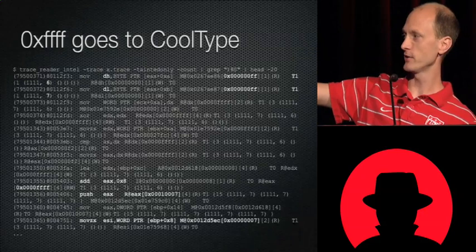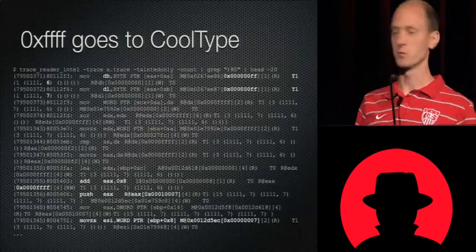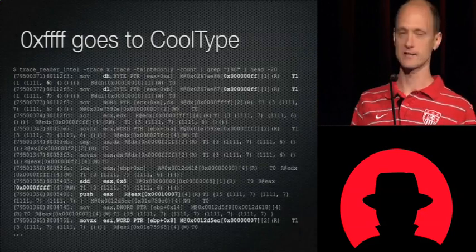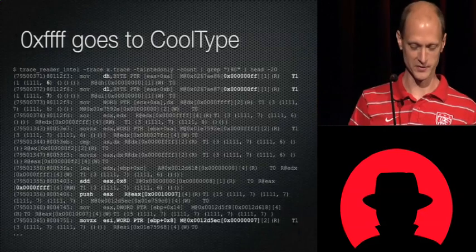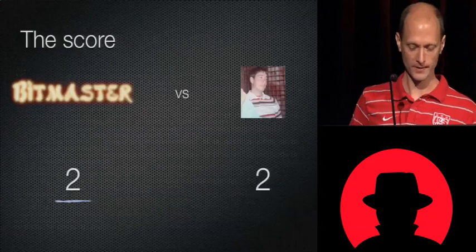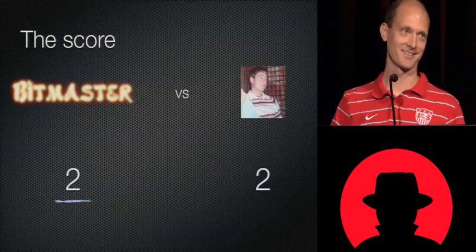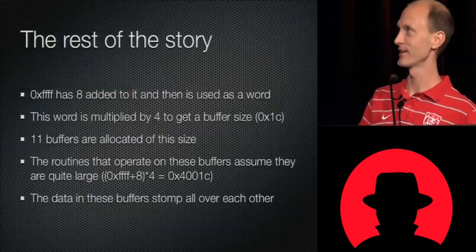But then what does the function do? Oh no, it thinks that it's a word, and it copies it into ESI. And so instead of being 1007, it's now just 7. That's an integer overflow. And I was able to find that real quick. So 2 to 2, it's a tie. Right, that's the nice way to always end a talk.